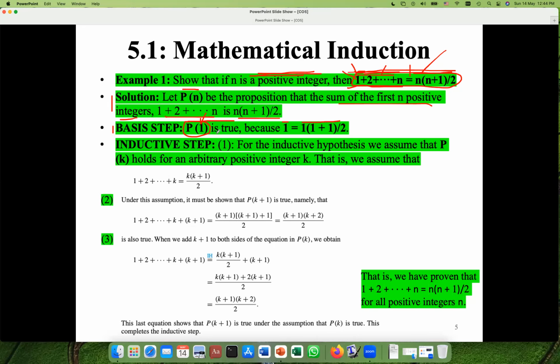So we are saying that it is true because the left-hand side is only 1, and it is equal to 1 into 1 plus 1, which is 2, divided by 2. After evaluation you have 1 here. So the left-hand side and right-hand side are equal when you put 1 into this equation.